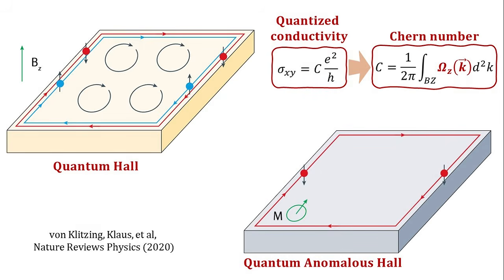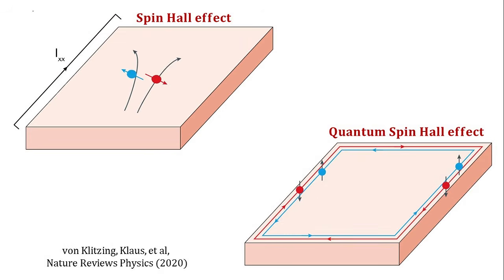Such topological behavior is not limited to systems under external magnetic fields and has also been observed in topological magnetic materials, a phenomenon called the quantum anomalous Hall effect. The ideas surrounding the Berry curvature extend far beyond conventional electronic transport phenomena.